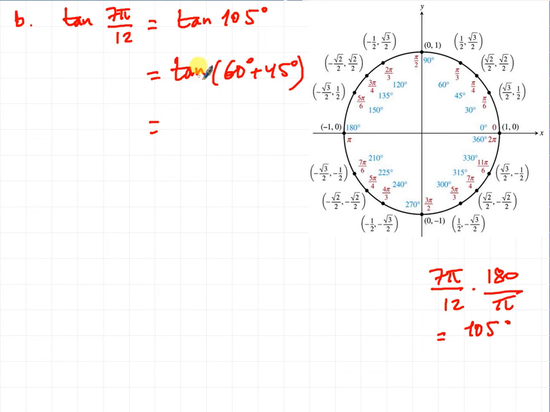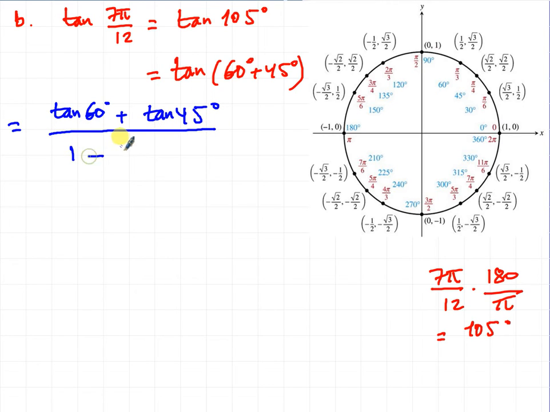And now we have the sum identity for tan. Tan A plus B is equal to tan A, tan 60, plus tan B, tan 45, over 1 minus tan A, tan B, tan 60 times tan 45.